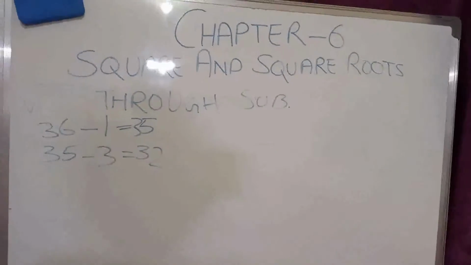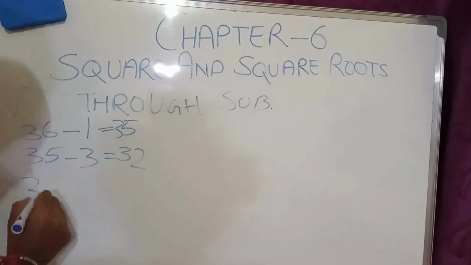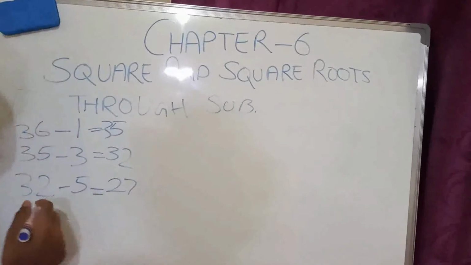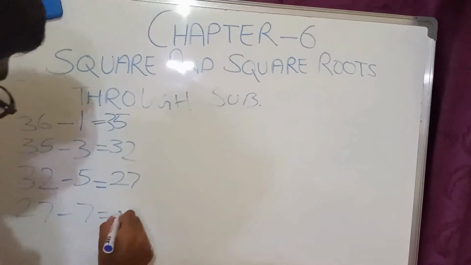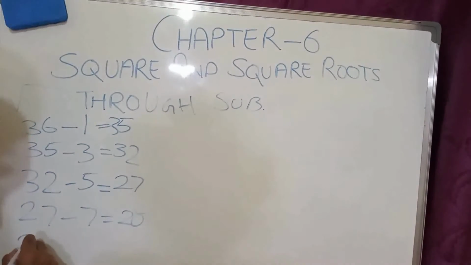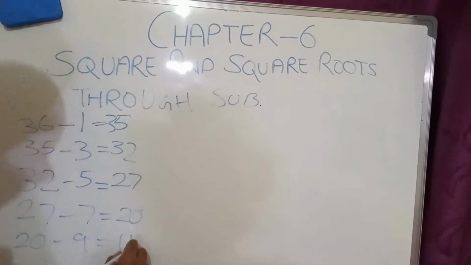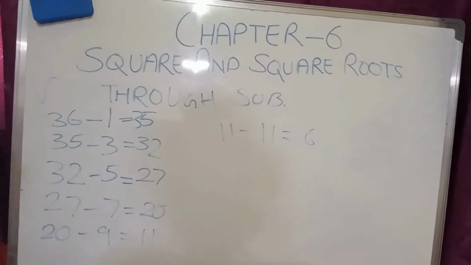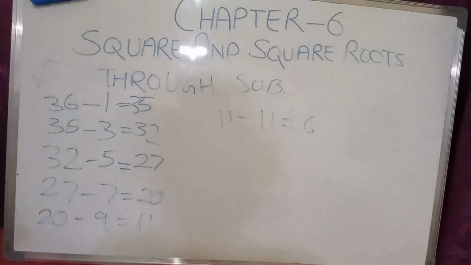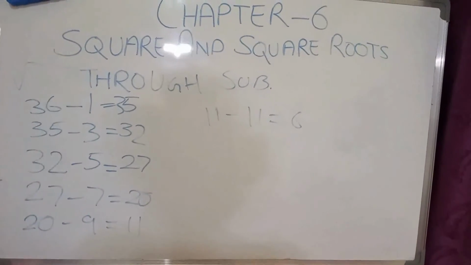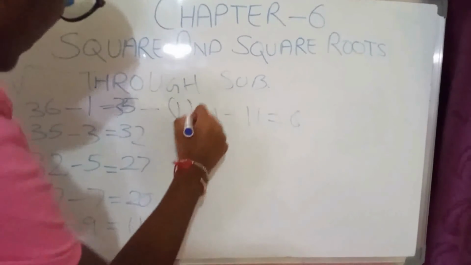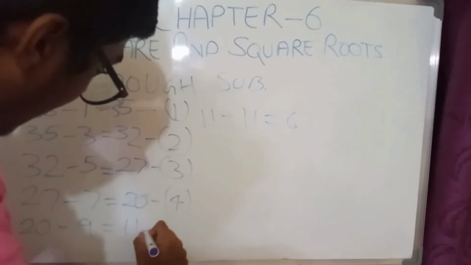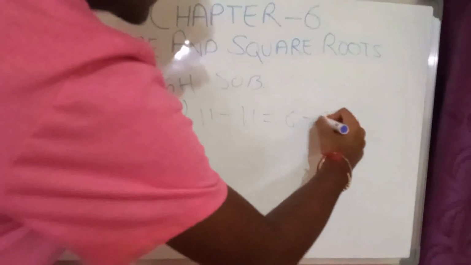And now through the procedure we will learn how to find. Next, 32 minus 5 equals 27. 27 minus 7 equals 20. 20 minus 9 equals 11. 11 minus 11 equals 0. So till we get 0, we have to keep on subtracting consecutive odd numbers. Now we have to find how many steps we required. So this is step 1, this is step 2, this is step 3, 4, 5 and 6.